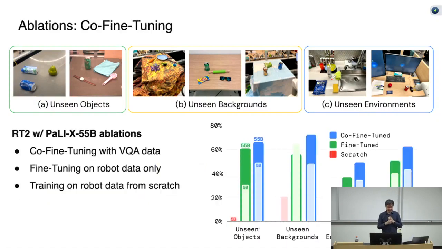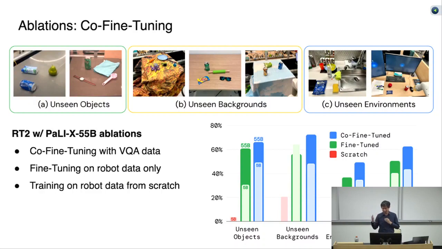And finally, we did some ablation to understand the importance of co-fine-tuning. Here we have three different approaches. One is you collect the robot data and you just learn this big model using the robot data from scratch. The second way is we pre-train with the web data, but we fine-tune only using the robot data. And the third approach is we pre-train with the web data, and during fine-tuning, we mix the web data with the robot data, and we co-fine-tune with these data.